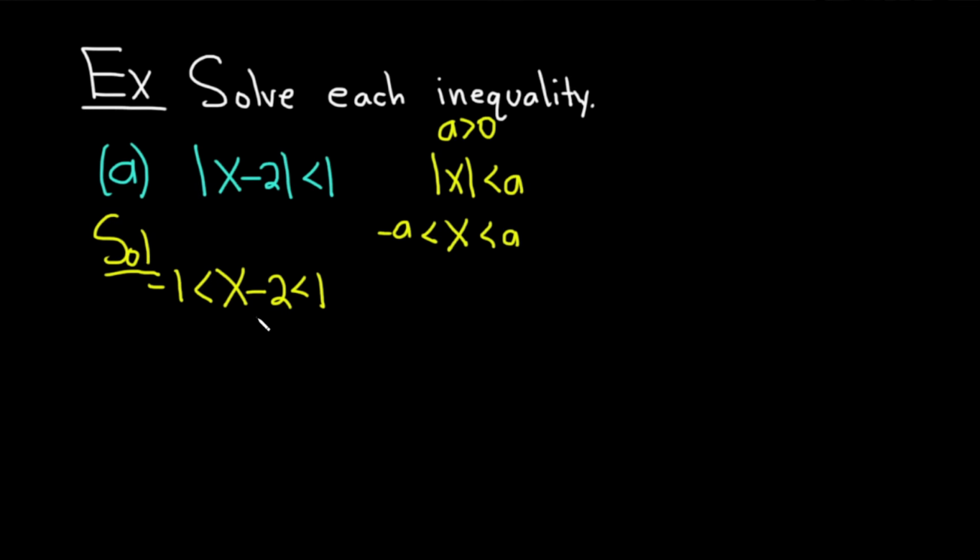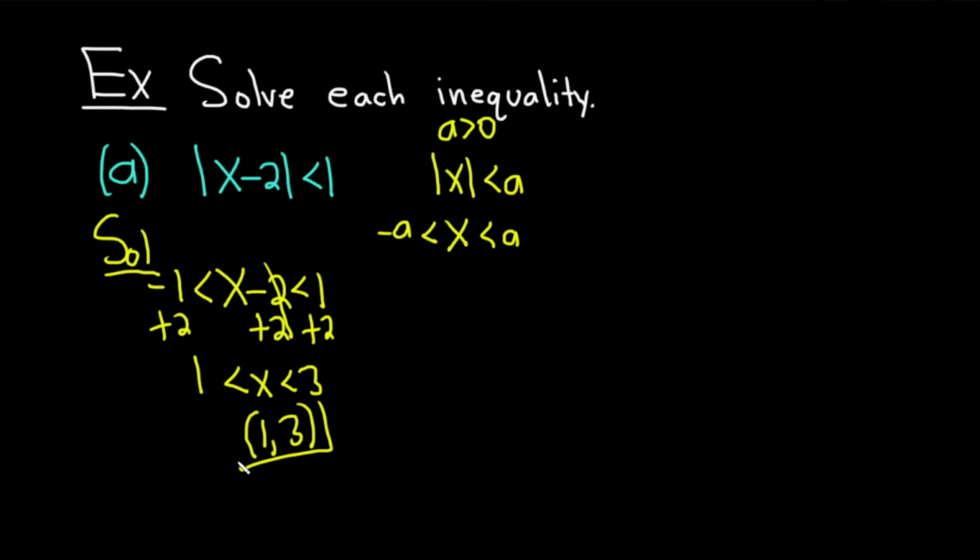To finish solving this, we just add 2 to all three sides. Plus 2, plus 2, plus 2. These cancel, so we get 1 less than x less than 3. In interval notation, we would write this as parentheses 1, comma 3. And that would be the solution in this particular problem. If you wanted to see a graph of your solution, you could draw the number line like this. Here's the number 1, here's the number 3, and it's basically all of the numbers between 1 and 3, so it's going to look like this shaded yellow region here.